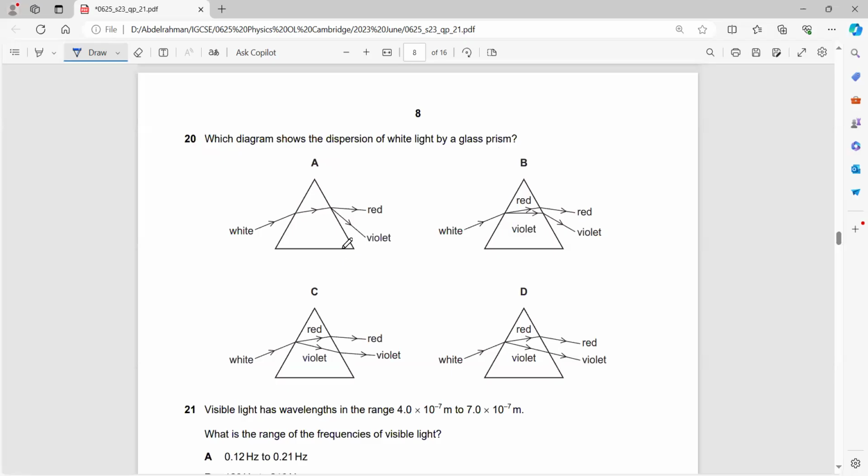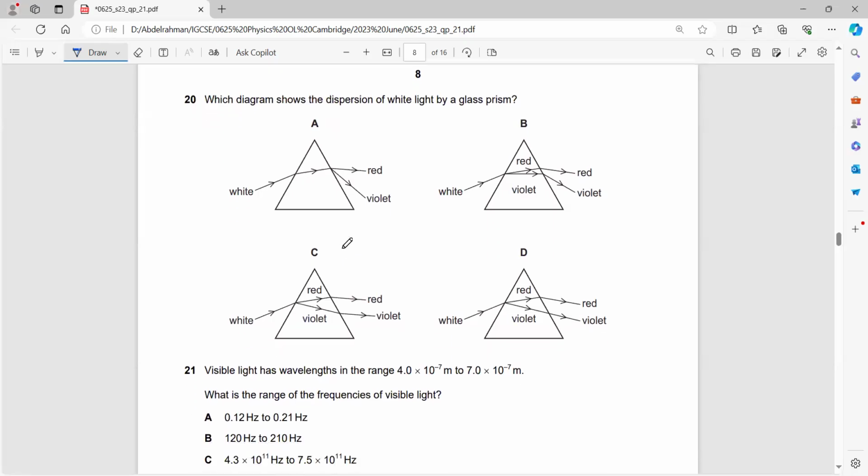Which diagram shows dispersion? Okay, that's quite easy. Dispersion, ROYGBIV, right? Red has to be on top, and violet has to be on the bottom. In this case, B is correct.